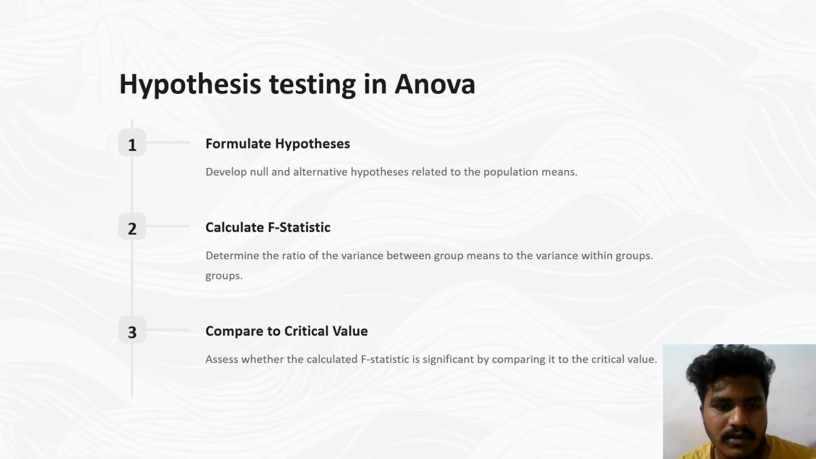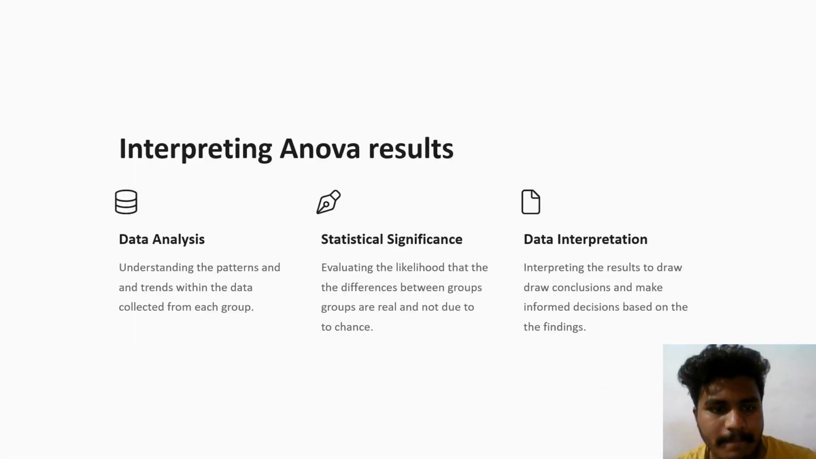Hypothesis testing in ANOVA. Formulate hypothesis: develop null and alternative hypotheses related to the population means. Calculate F statistic: determine the ratio of variance between group means to the variance within groups. Compare to critical value: assess whether the calculated F statistic is significant by comparing it to the critical value.